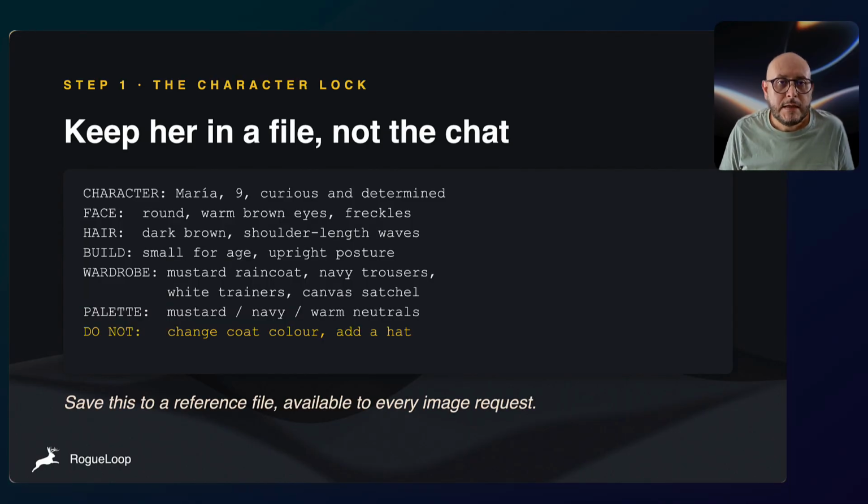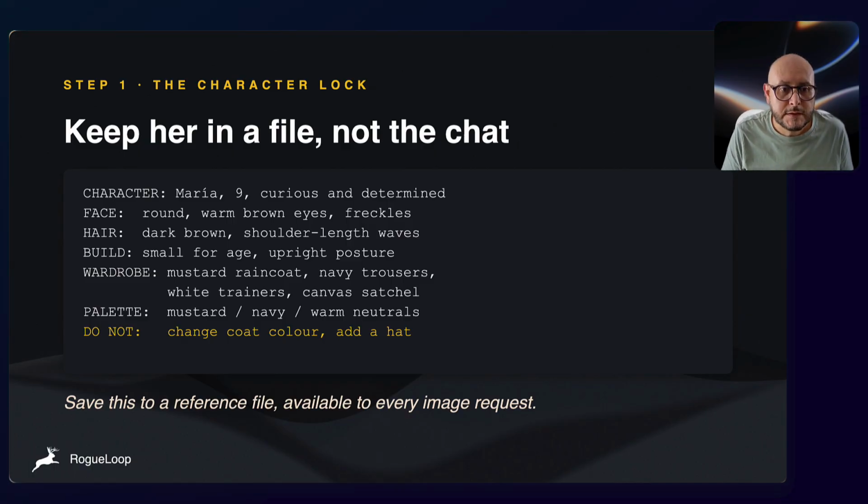Step number 1, keep the character in a plain text log, in a file that you own, not in the chat's memory. And that is the context of your AI model. It's available on every request. So in this case, I'm creating a character, Maria, of 9. She's curious and determined. Her face is round, warm brown eyes, freckles, describing all this, right? And also notice the negatives. I do not change the coat color, for example, or add a hat when you are going from one to the next.